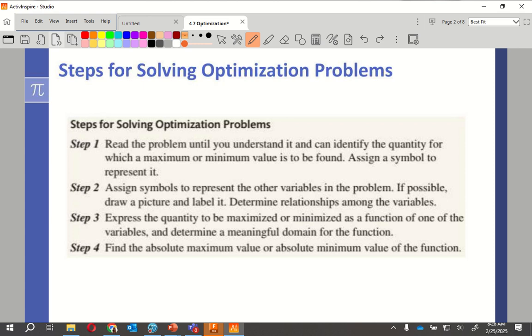Assign symbols to represent other variables in the problem. If possible, draw a picture and label it. Determine relationship among the variables. Express the quantity to be maximized or minimized as a function of the other variable. Determine a meaningful domain for the function. Find the absolute maximum value or absolute minimum value of the function. Okay. These are going to be item by item, step by step.